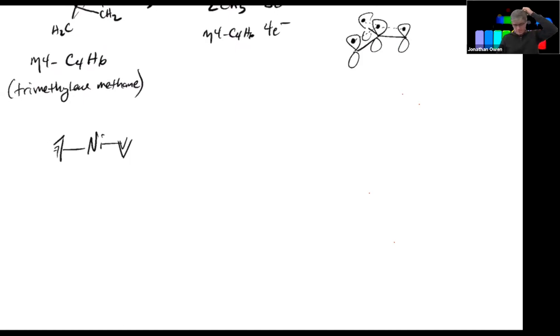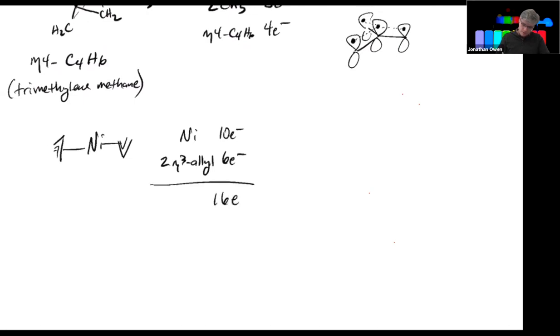Nickel diallyl. I once stayed up 2 nights in a row trying to make the platinum version of this compound. I failed. Two of these η3 allyls, 3 electrons each. This compound has 16 electrons. It's open shell. It's diamagnetic. I'm going to say it's hypovalent. Hypovalent really means there's an empty orbital somewhere.